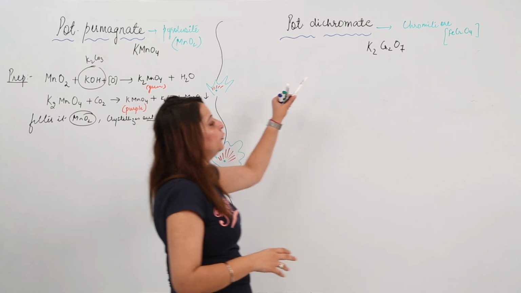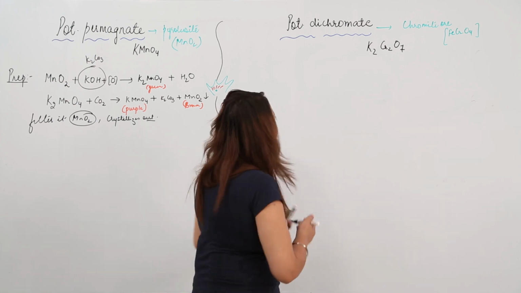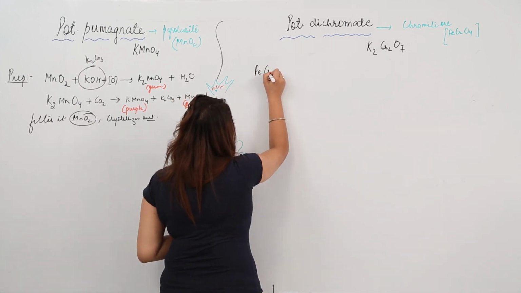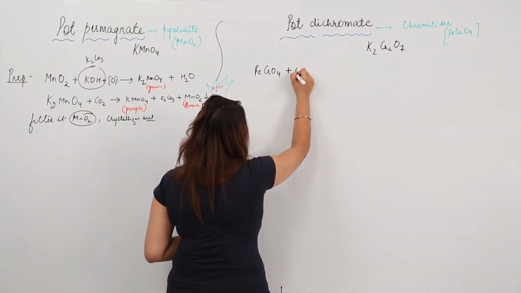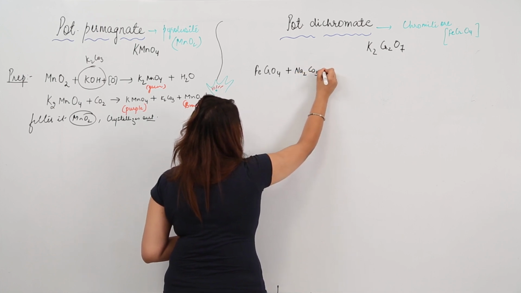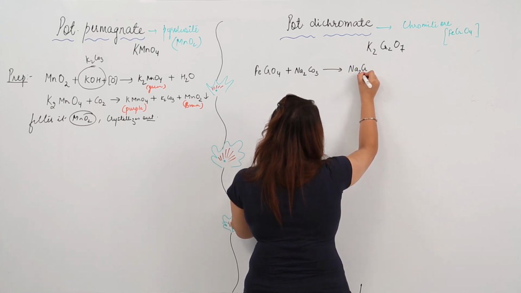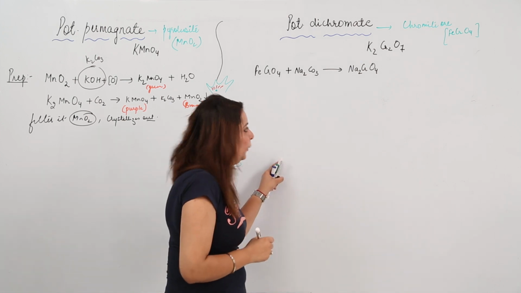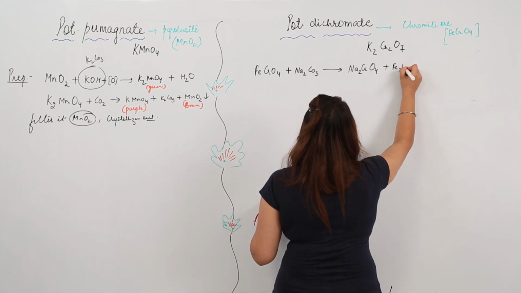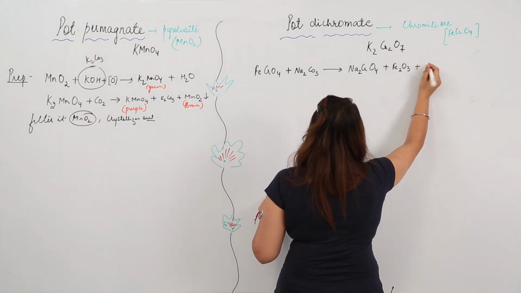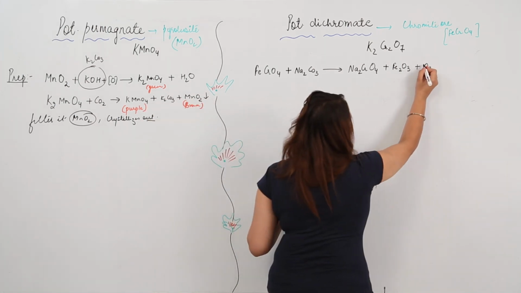Now for the preparation of potassium dichromate, we use chromite ore, that is FeCrO4. In the first step, I react this with Na2CO3, and I get sodium chromate, Na2CrO4, and along with that we get Fe2O3, a small amount of oxygen, and CO2.